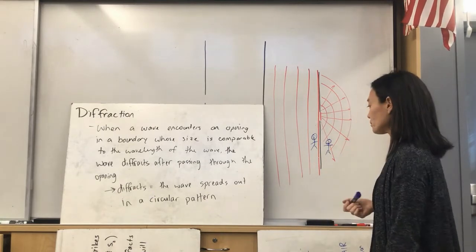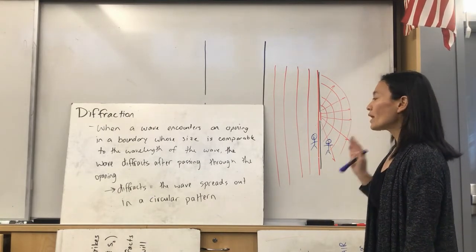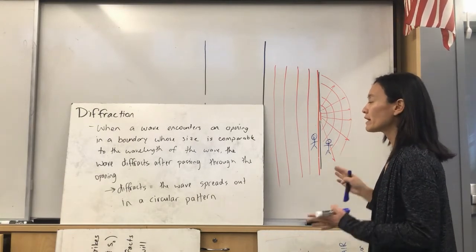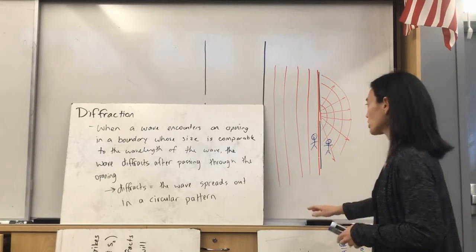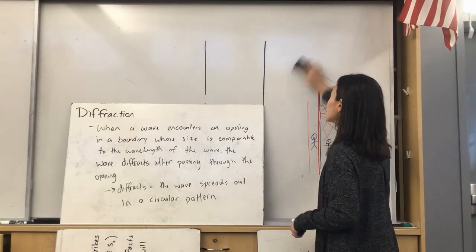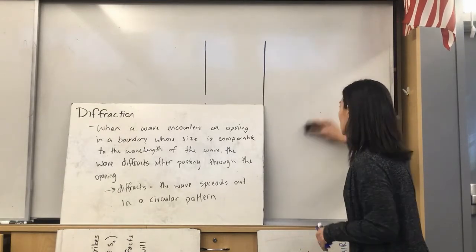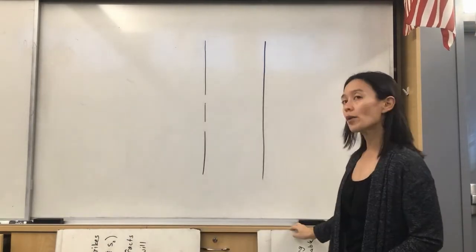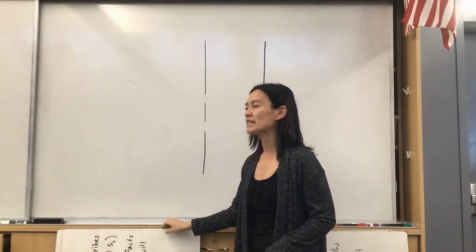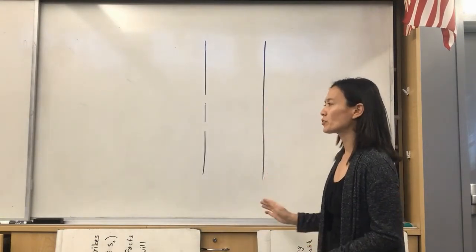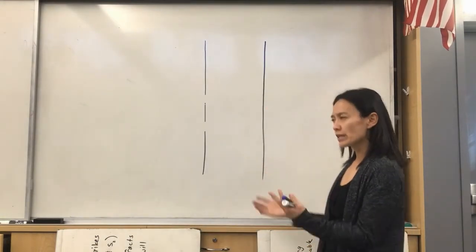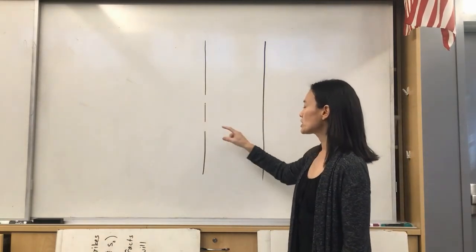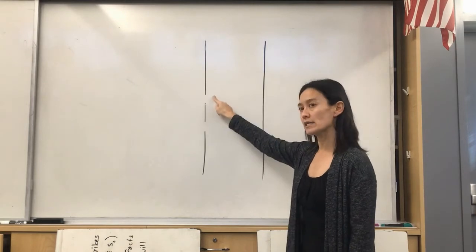Okay, so now that we have a base idea of diffraction, we're going to talk about a pretty famous experiment with diffraction that you will actually conduct in class, and it's called Young's double slit experiment. He took this idea of diffraction, how the wave is going to spread out, and he did it where there were two openings in the medium.